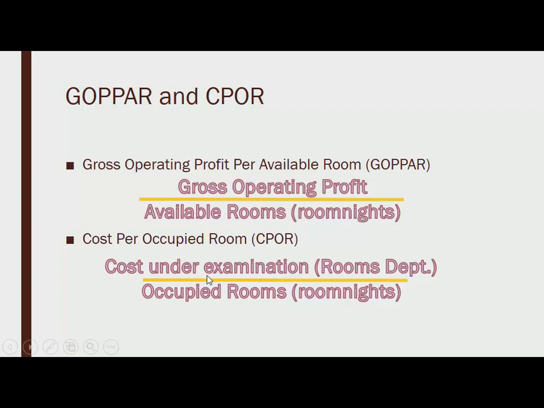Okay, our cost per occupied room is going to be our cost under examination. So this is typically within our rooms department. We want to say per occupied room, okay, what we're using. Okay, so how much cost is allocated to one occupied room? So the cost divided by occupied room. This is kind of like a per unit.